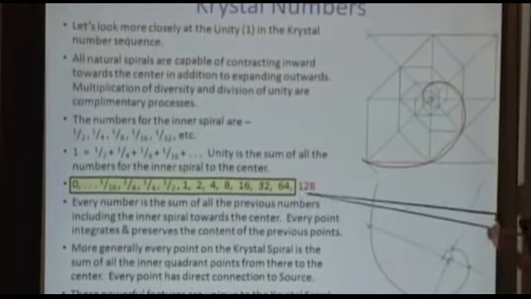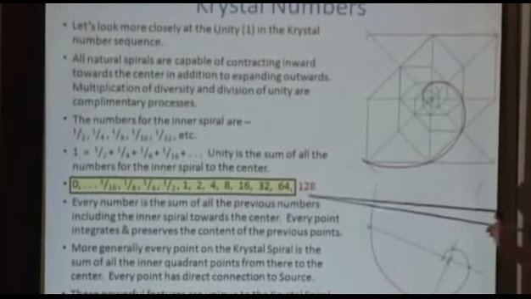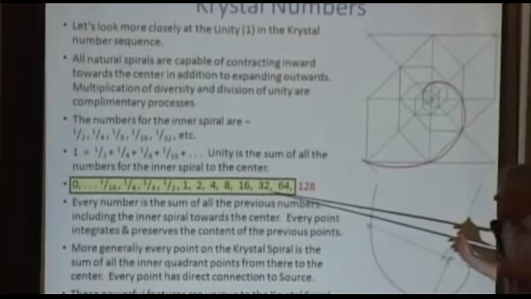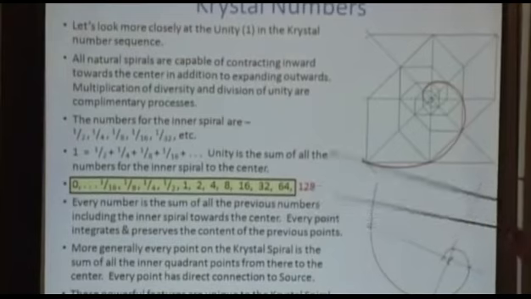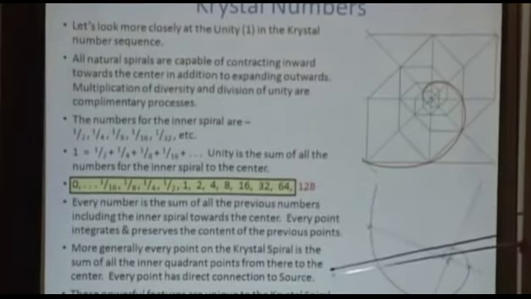Now, we've spoken about that in terms of the quadrant points. In other words, the 1, 2, 4, 8, 16, 32, those points on the quadrant arms of the spiral. This property is true for every point on the crystal spiral, every point, not just the quadrant points.